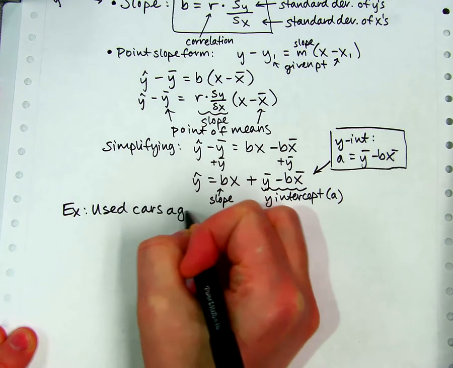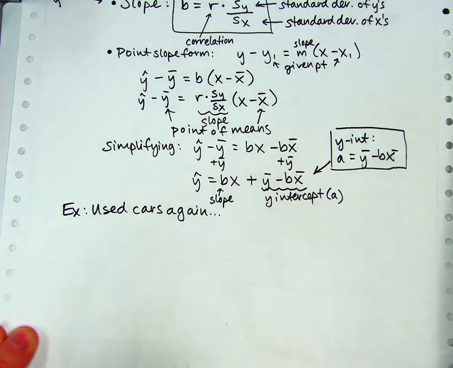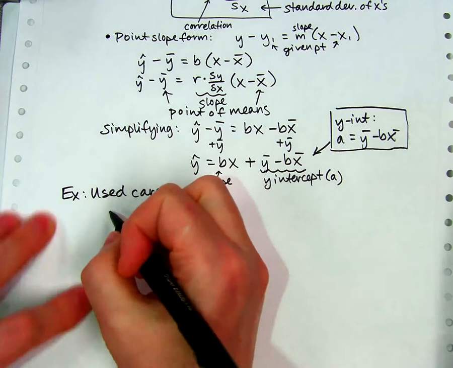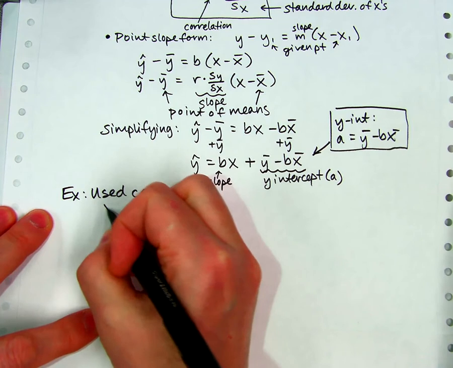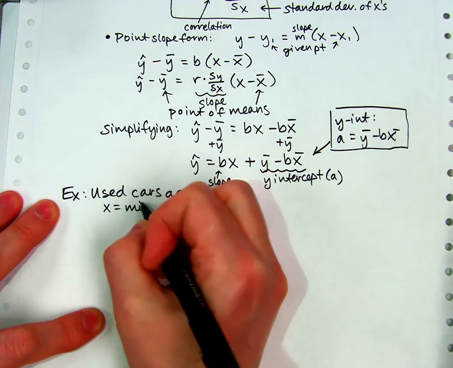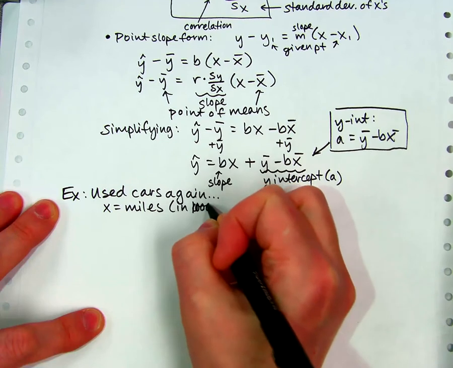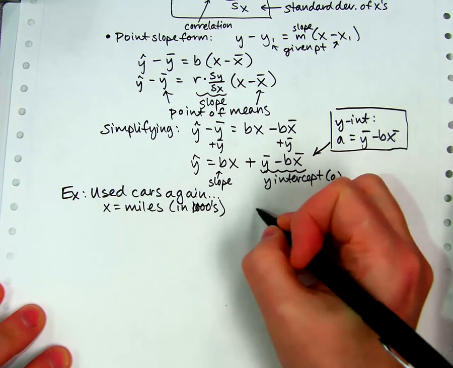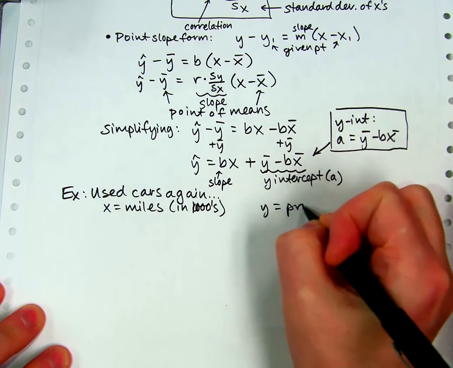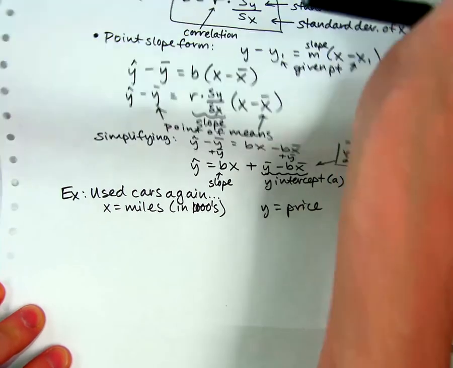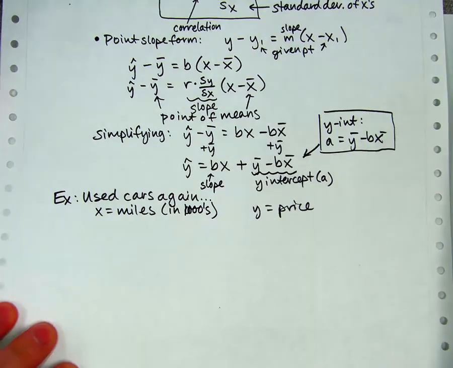We actually already know what the line of fit is on this, but let's pretend that we don't. Let's pretend that we're just given this information. Remember that X was the mileage of the car in thousands, and Y is the price, which means Y hat is the predicted price. We talked about that the other day.